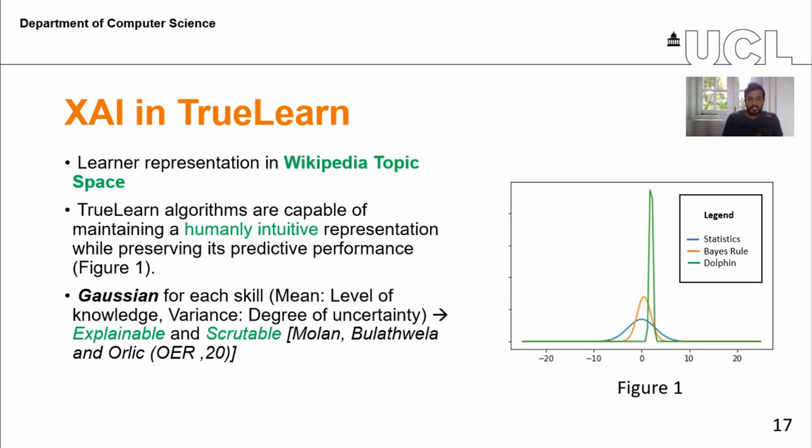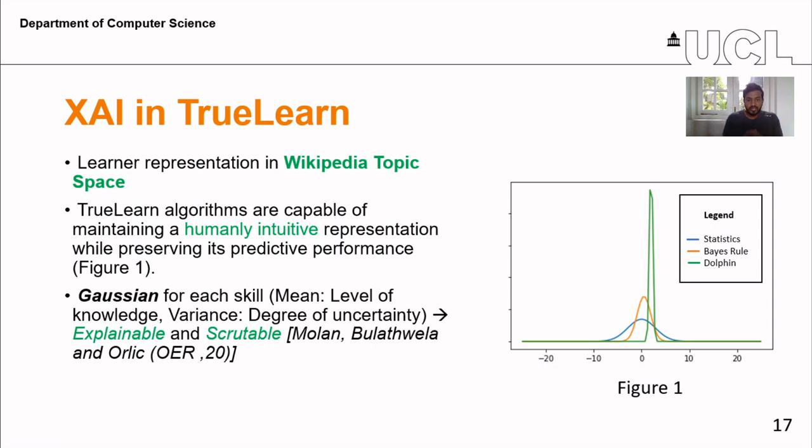So the mean of this normal distribution, which is where the peak is on the x-axis, is the estimate of the skill that the TrueLearn algorithm has for individual topics. And then there is the variance of the Gaussian distribution, which represents how certain the algorithm is about this estimate. So in another sense, about this person, the algorithm believes that they know most about dolphins.